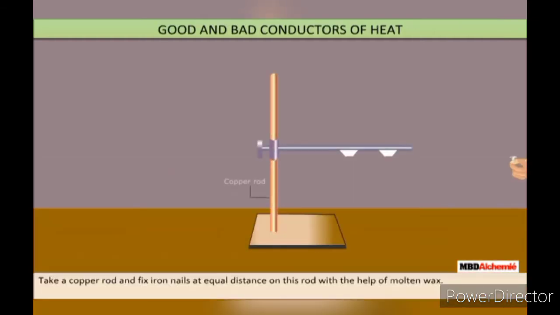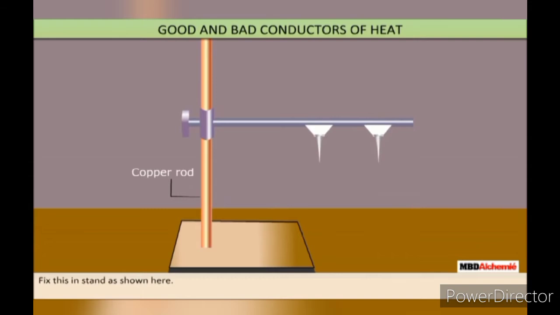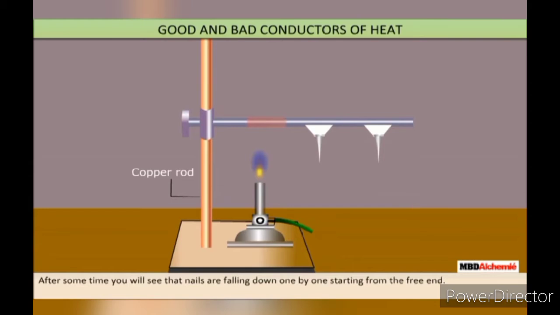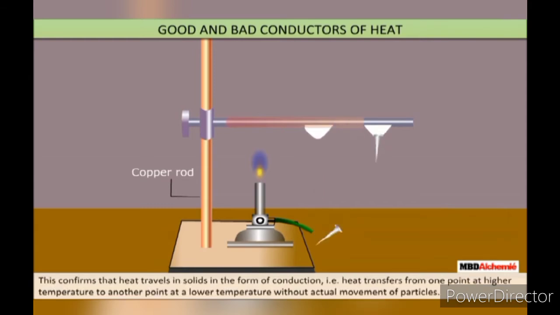Take a copper rod and fix iron nails at equal distances on this rod with the help of molten wax. Fix this in a stand as shown here. Heat the rod on a burner. After some time, you will see that nails are falling down one by one, starting from the free end. This confirms that heat travels in solids by conduction, that is, heat transfers from one point at higher temperature to another point at a lower temperature without actual movement of particles.